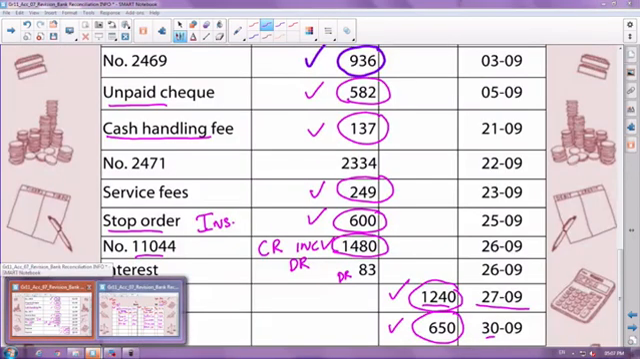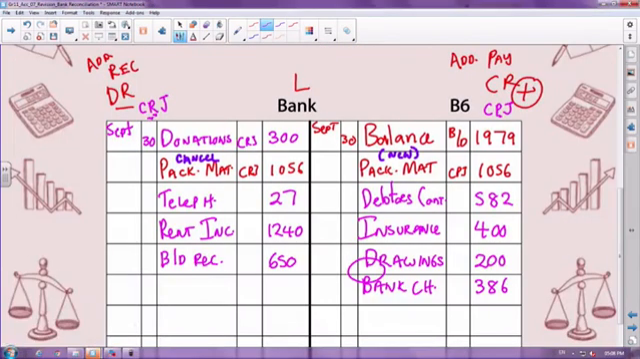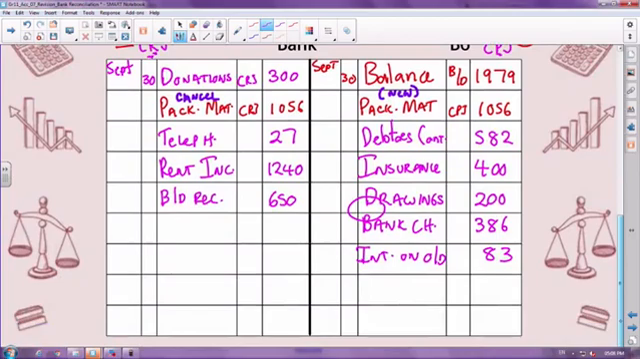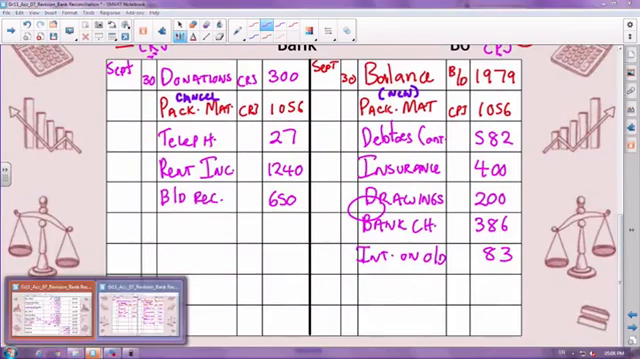Next entry is for the interest that the bank charged us. So let's do that one quickly. The interest is 83 Rand, so let's record that. 83 Rand, and that would be my interest on overdraft. Remember the instruction, use the correct contra account. Right, almost done with the previous month's bank recon.